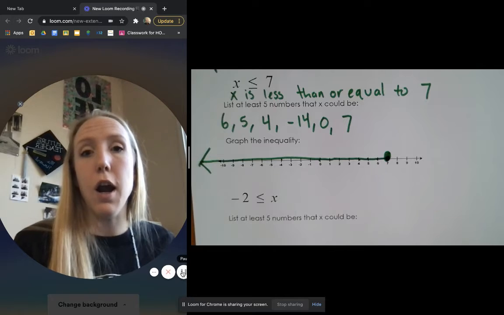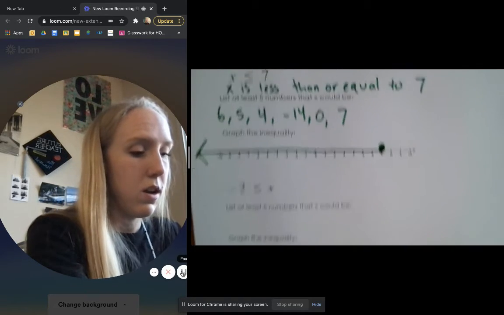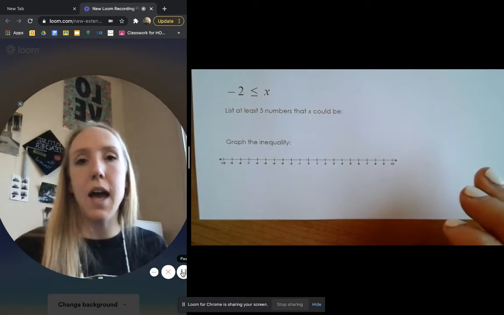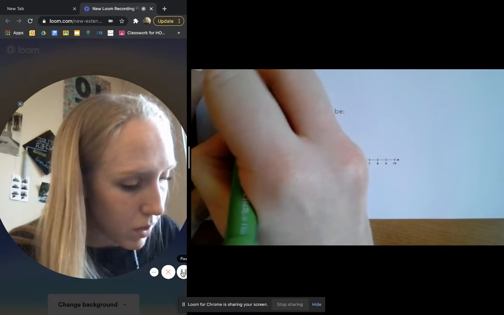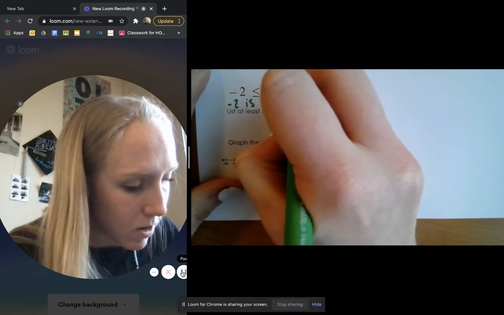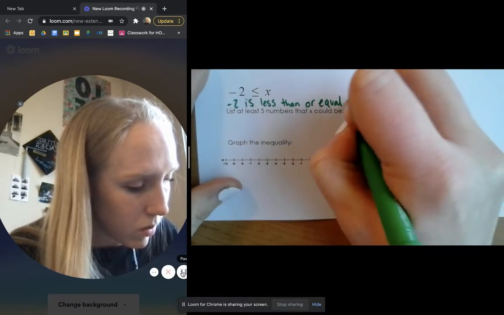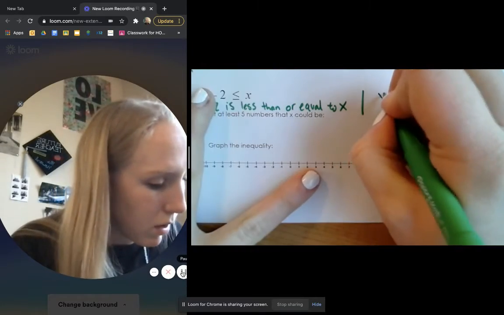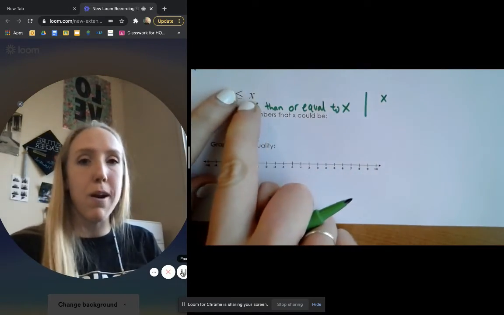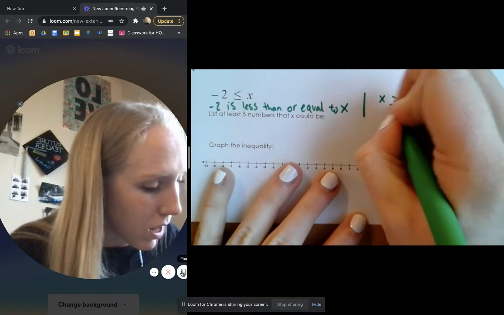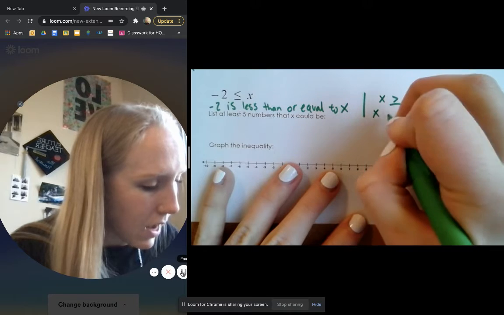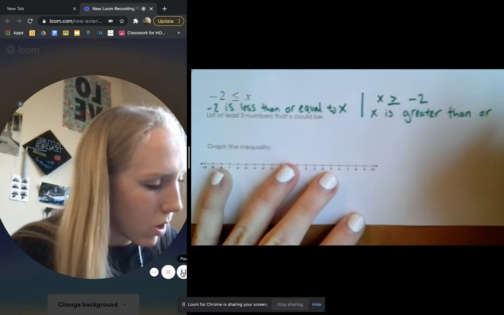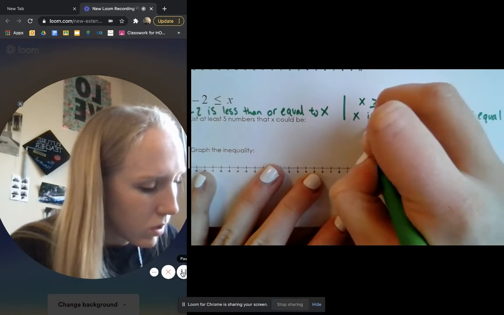Okay, our last one. Negative 2 is less than or equal to x. The other way we can write this, if we flip the whole thing around, x has to be bigger though, because remember the bigger part of the sign is to x. So x is greater than or equal to negative 2.